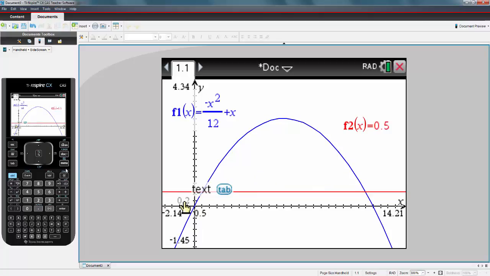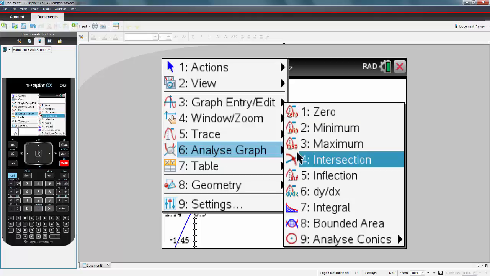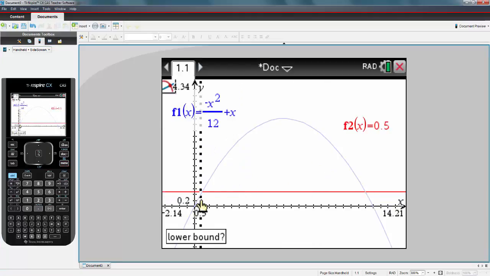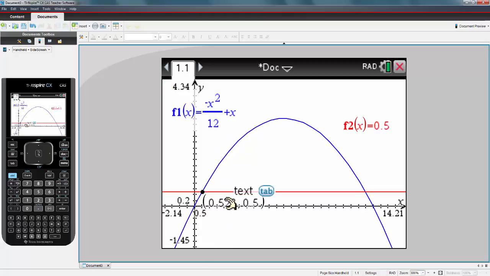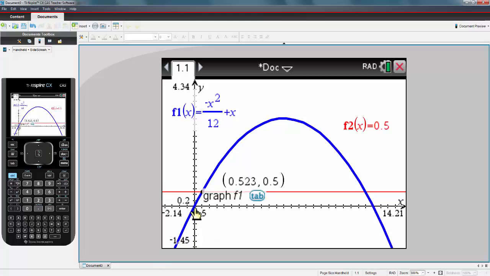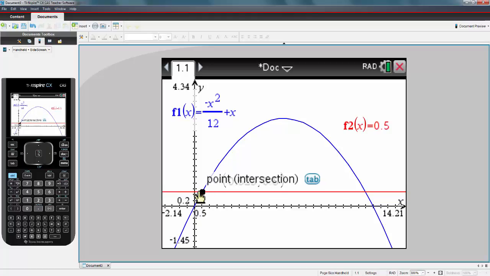Okay, so since we have two graphs, I'm going to go analyze graph, intersection, go a little bit to the left, go a little bit to the right. Then we have the coordinates here for this point of intersection. So this means that, remember, x is the direction horizontally away from the submarine. So if we look at this x value, which is 0.523, so 523 meters away in x direction.